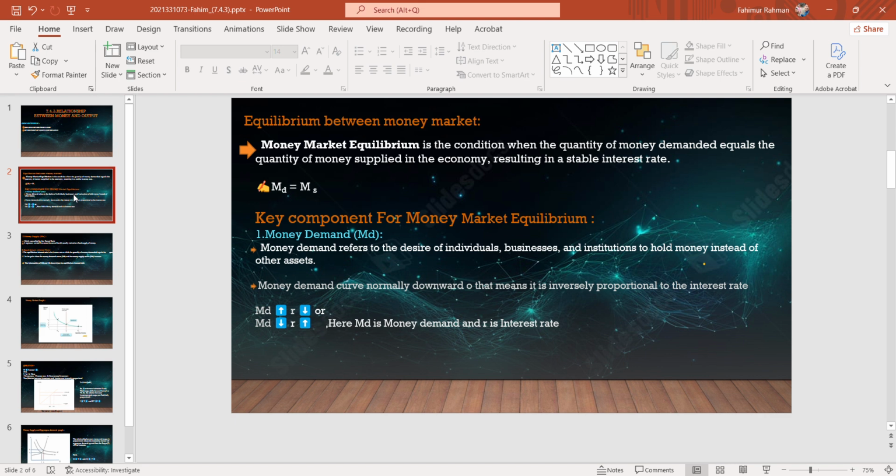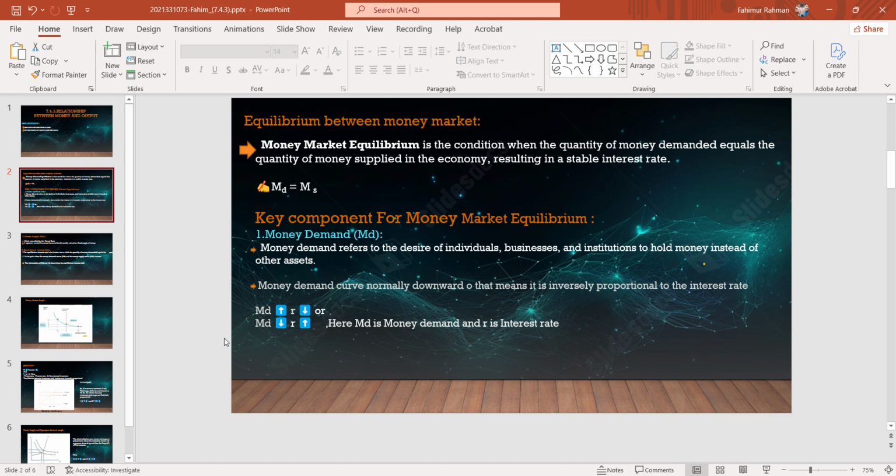If R is low, that means the interest rate is low. Then the cost of borrowing is also lower, and the opportunity cost is also lower. Thus, people tend to hold more and more money, so the money demand will be higher. That's why if R is low, then MD is high.